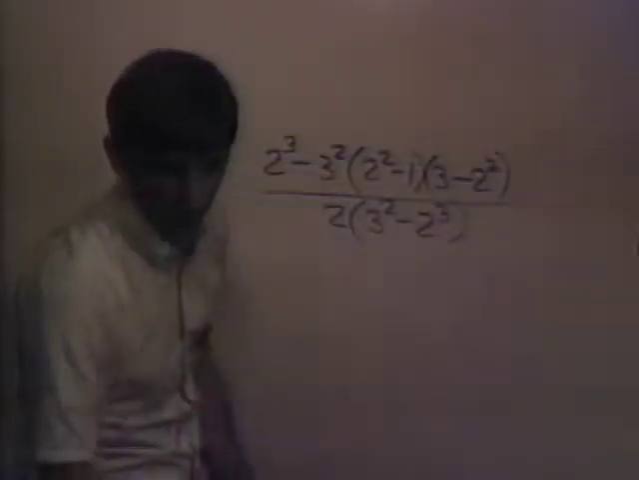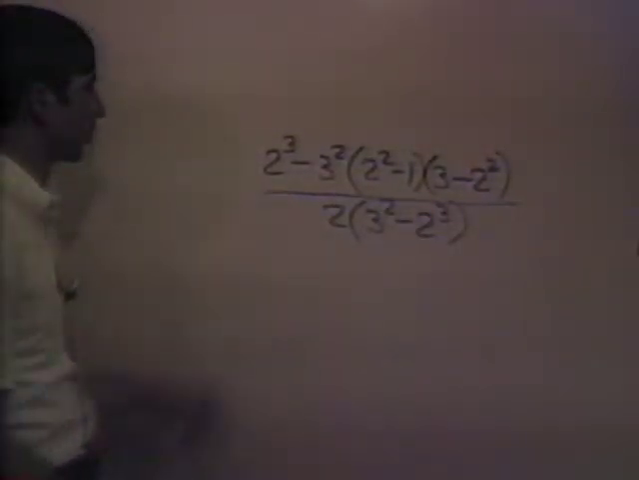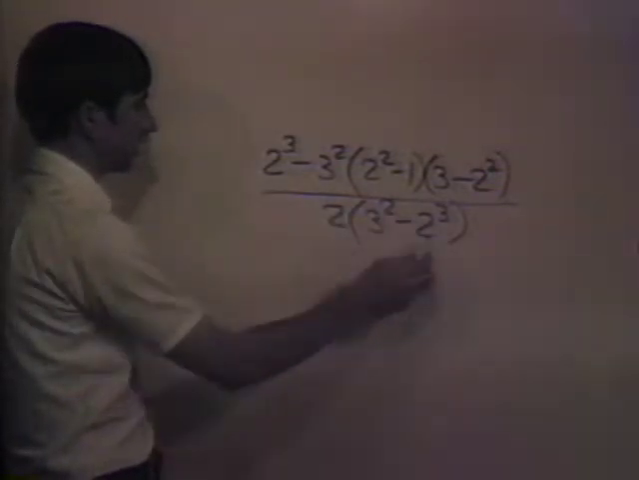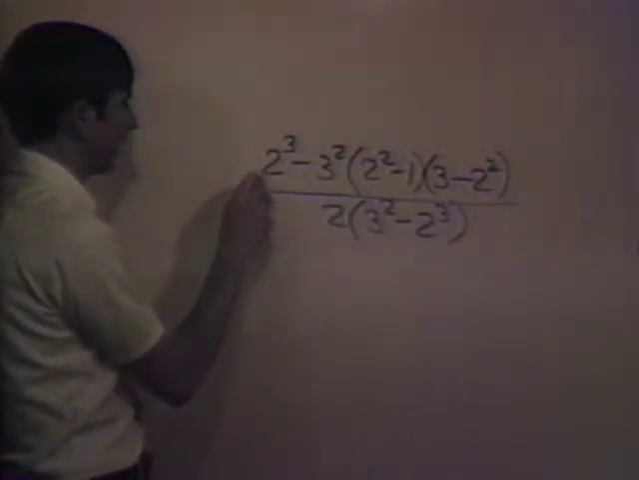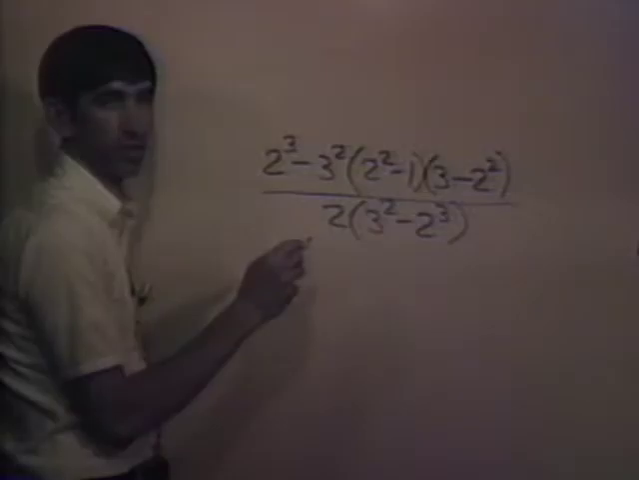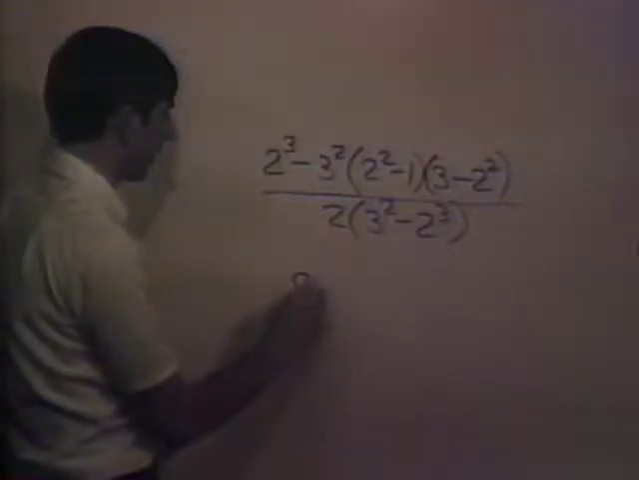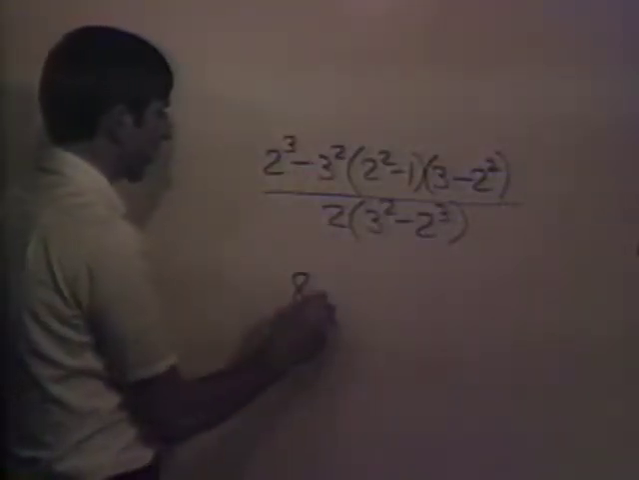And the way that I would probably approach this would be to simplify the top and then to simplify the bottom. So let's just start right here. 2 to the third power, we know, is 2 times 2 times 2, which gives us 8. We can bring this minus down.